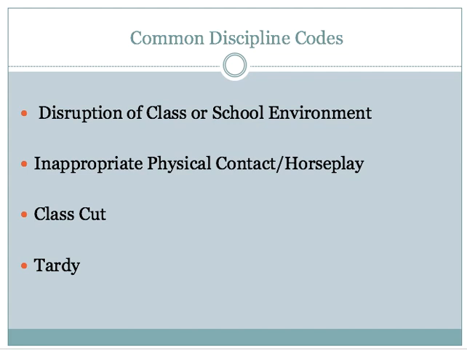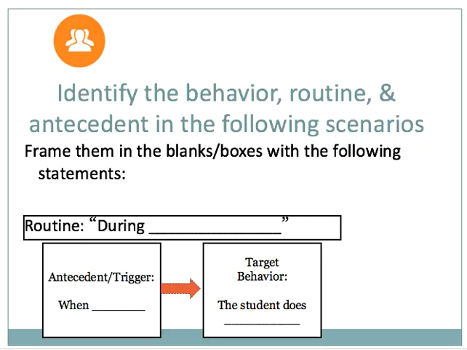So these are some common discipline codes that we see: disruption of class, inappropriate physical contact, horseplay, class cuts, and tardies. So we're going to talk about a formula for how to write behavior referrals in a way that can give us more specific information that'll help lead us to finding the root cause of some of these behaviors. So this is just an early look at the formula.